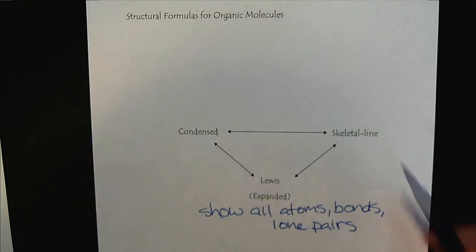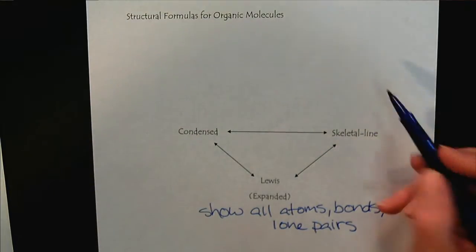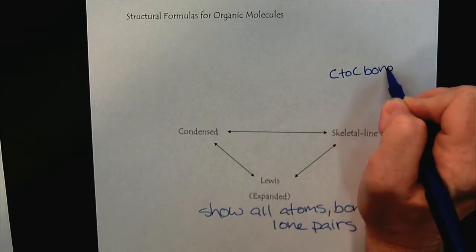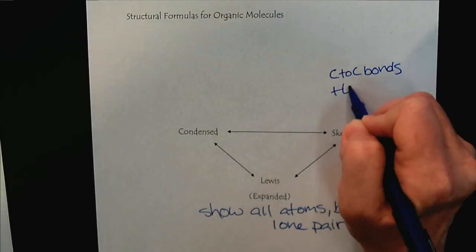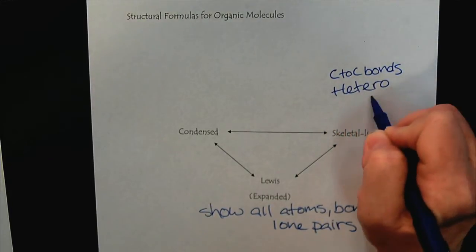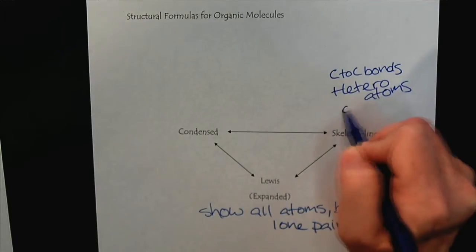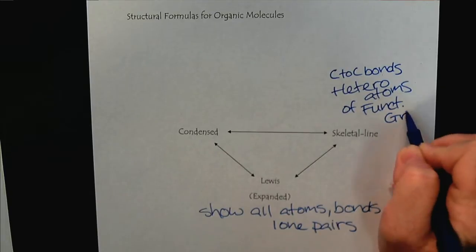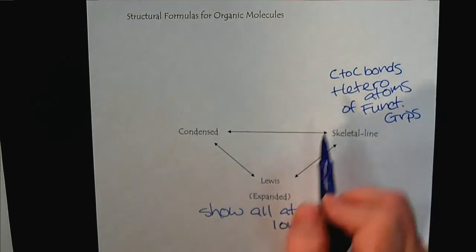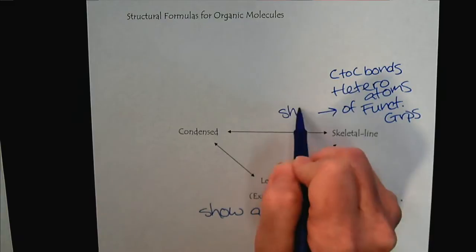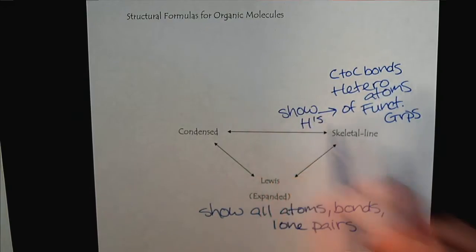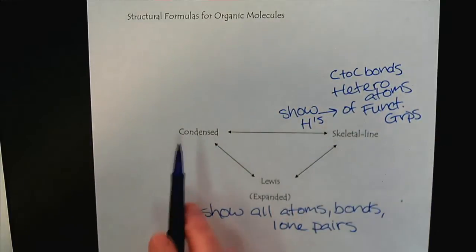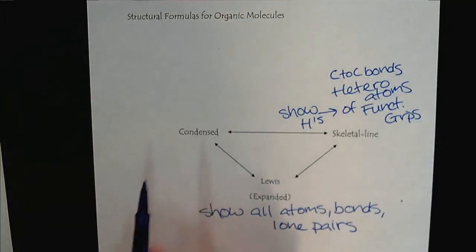So to abbreviate it, we can use the skeletal line structure. And here we will simply show the carbon-to-carbon bonds, and then we will show the heteroatoms of the functional groups. Now, when we're writing functional groups, we will include the hydrogens. And then the opposite of a skeletal line structure, where we're focusing on the bonding, we will look at the condensed structure, and this is where we will look at atoms only.